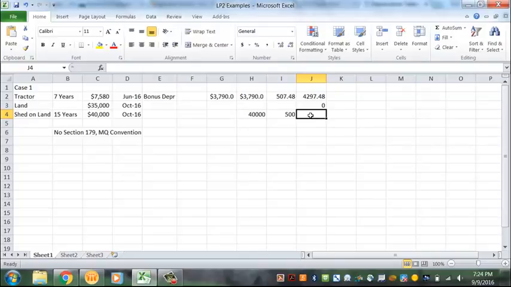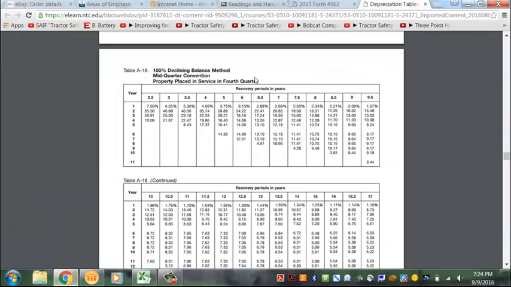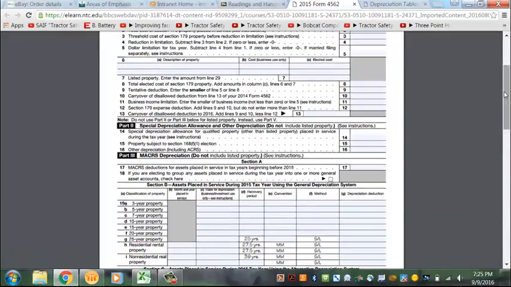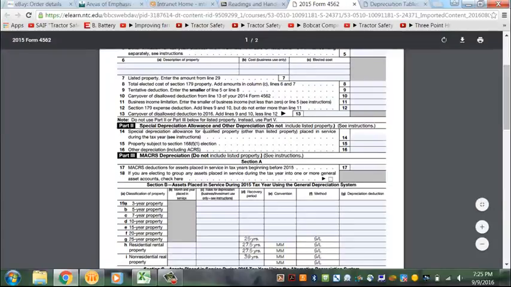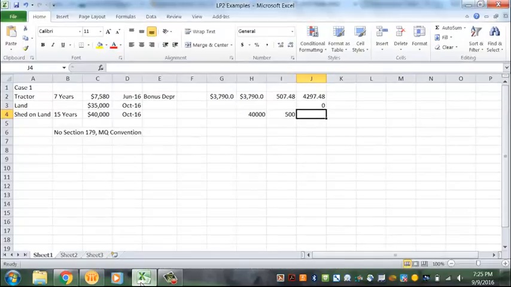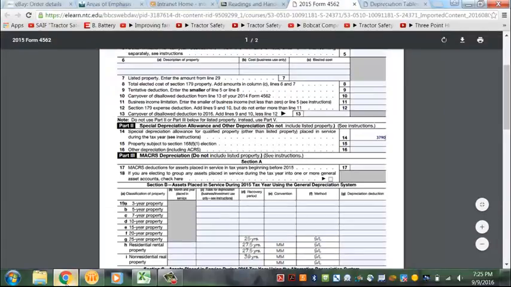So that calculates our first case depreciation, but then we need to move those amounts to the Form 4562. So if we go to the Form 4562, we first have to enter our tractor that has the bonus depreciation on it. So we go to the Special Depreciation Allowance and Other Depreciation. This is where we enter our bonus depreciation. We have to split these apart in putting it on the form. So we take our $3,790, and that's what we put here.